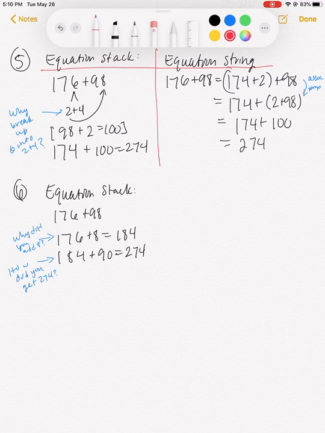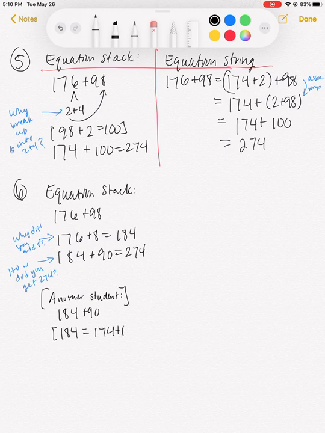So another kid had chimed in about the last question, about how they got 184 plus 90 is 274. So another student said, for 184 plus 90, you can break the 184 into 174 plus 10. Because 90 and 10 makes 100, so we put the 10 with the 90, and 90 plus 10 equals 100. So we need to understand what 184 was broken into in order to understand the student. So 174 plus 100 is then equal to 274. Okay, so that's the equation stack with 2 students on this strategy.